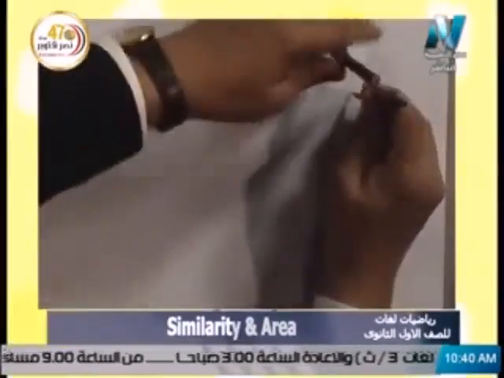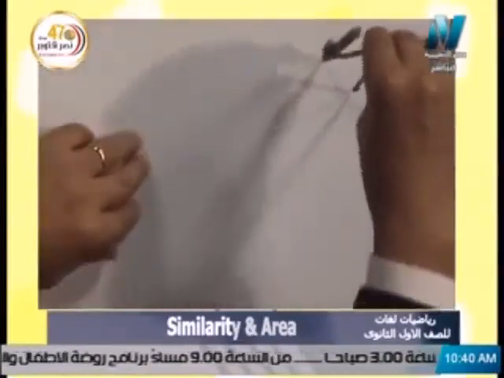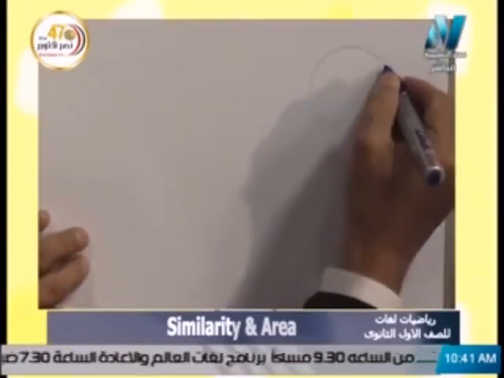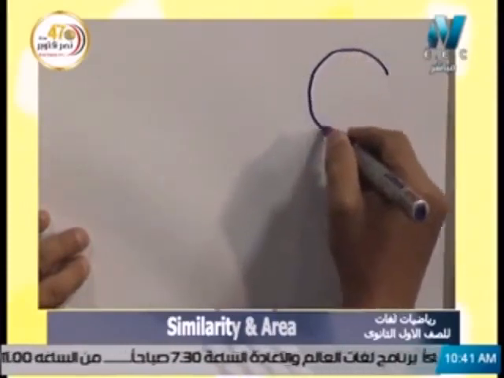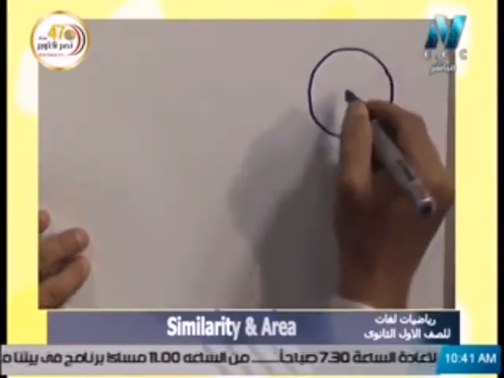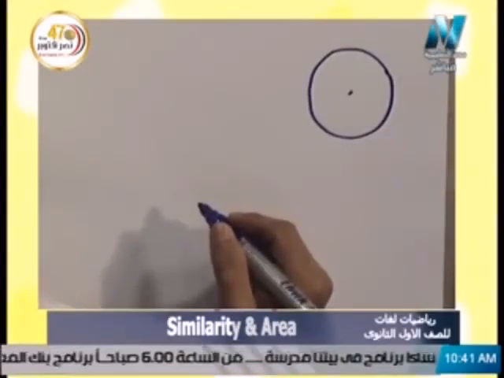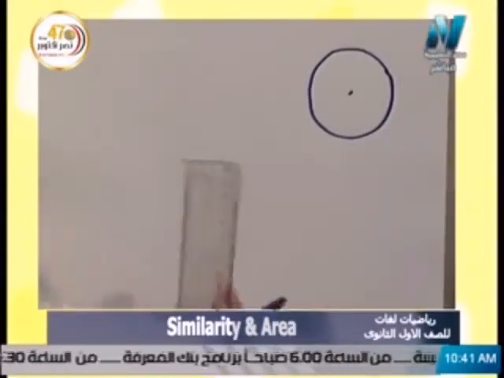Okay, let's complete. We have here a circle. Let's draw a circle here together. We have a little circle here. Let me clarify it using this pen. Okay, and we have a triangle ABC like that.